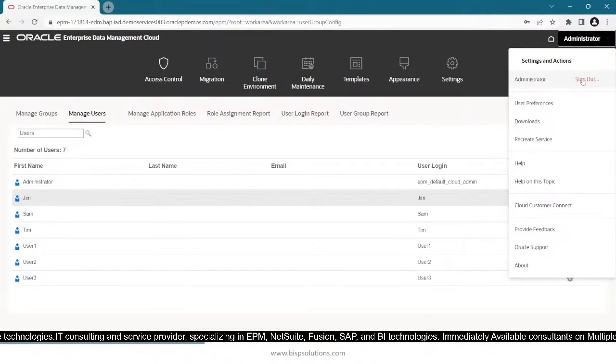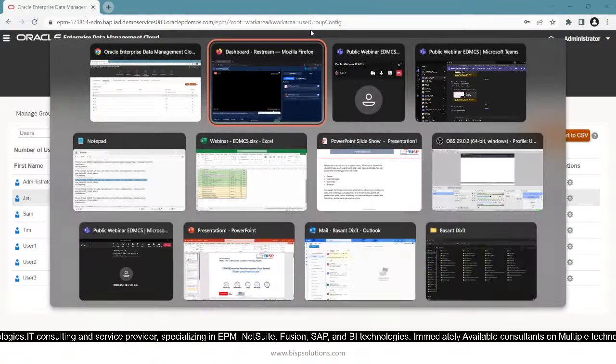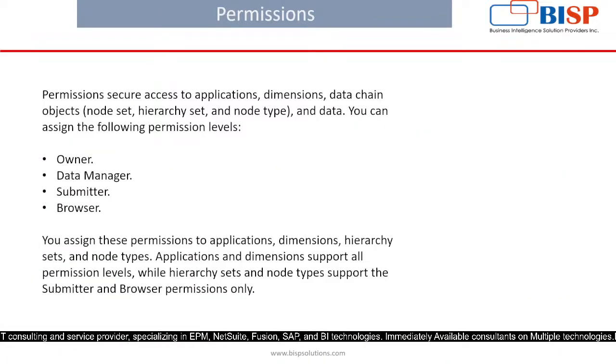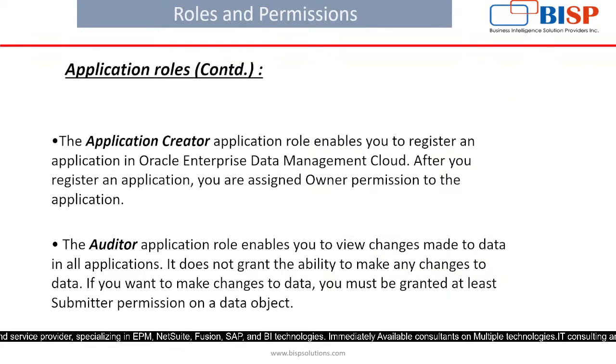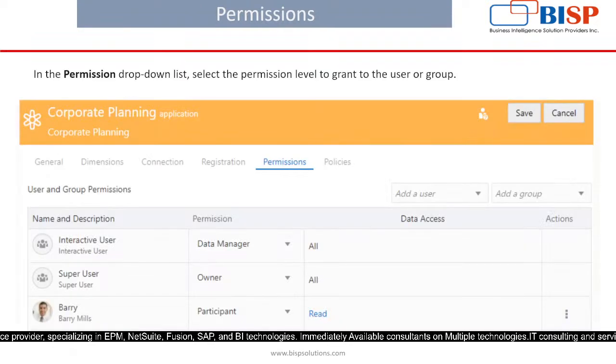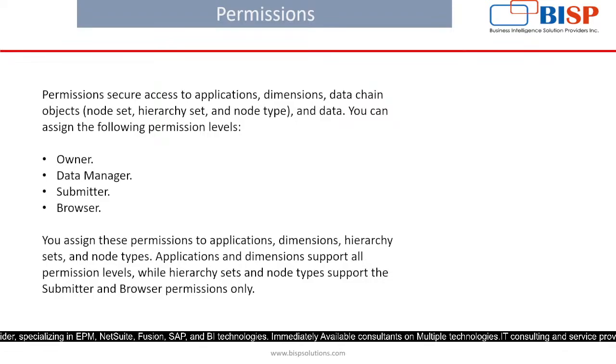So I will simply sign out, and let's go to the slide, where I've given you the brief about the application roles. Okay, and let's go to permissions. Permissions secure access to application, dimension, data chain objects, node set, hierarchy set, node types, and data. You can assign the following permission levels: either a person can be owner, data manager, submitter, or browser.